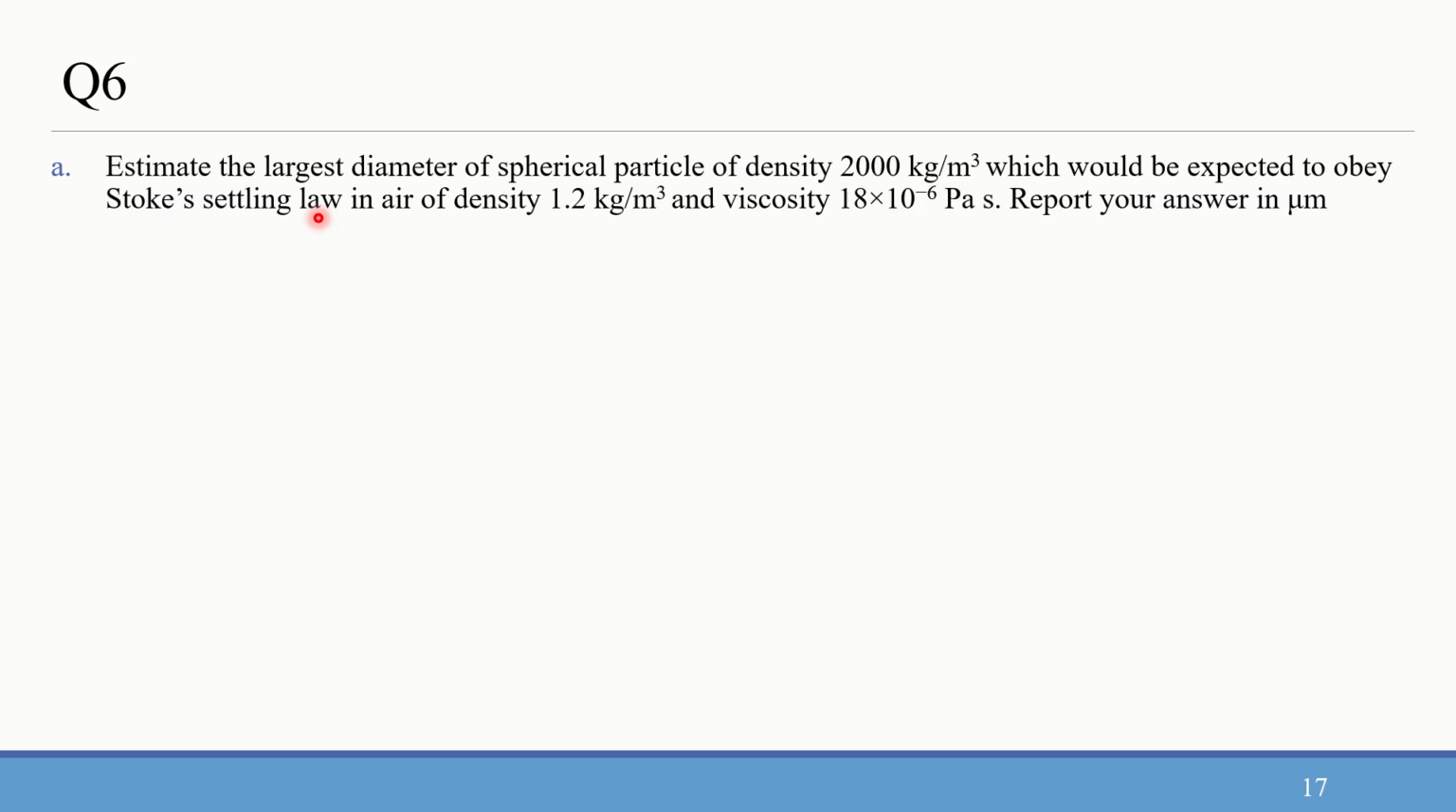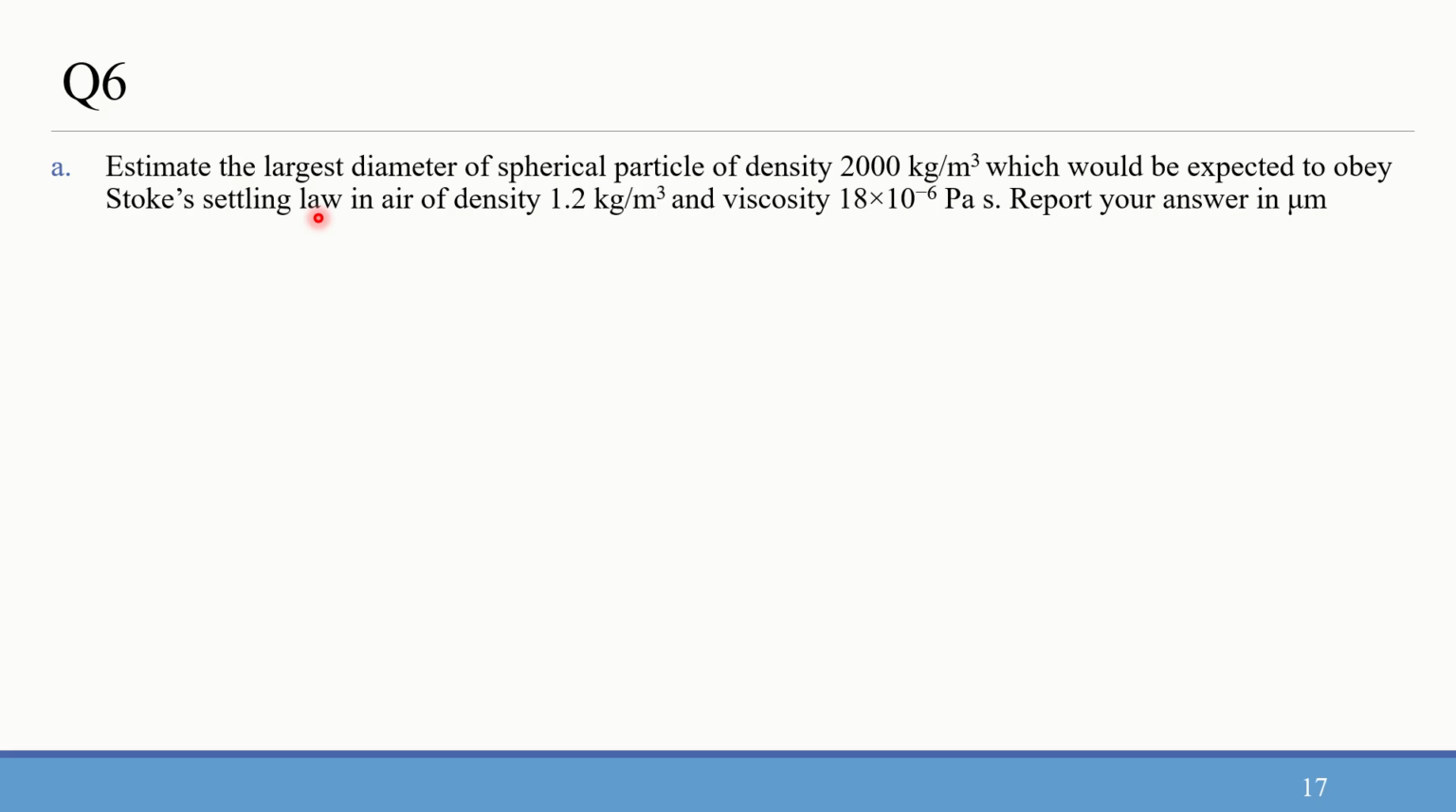So what is asked? What is the largest diameter of the spherical particle whose density is 2000 kg per meter cube and that is expected to obey the Stokes settling law in air of density 1.2 kg per meter cube and viscosity 18 into 10 power minus 6 pascal second. So we are asked to find the diameter of the sphere which still obeys the Stokes settling law, or is still in the Stokes regime.